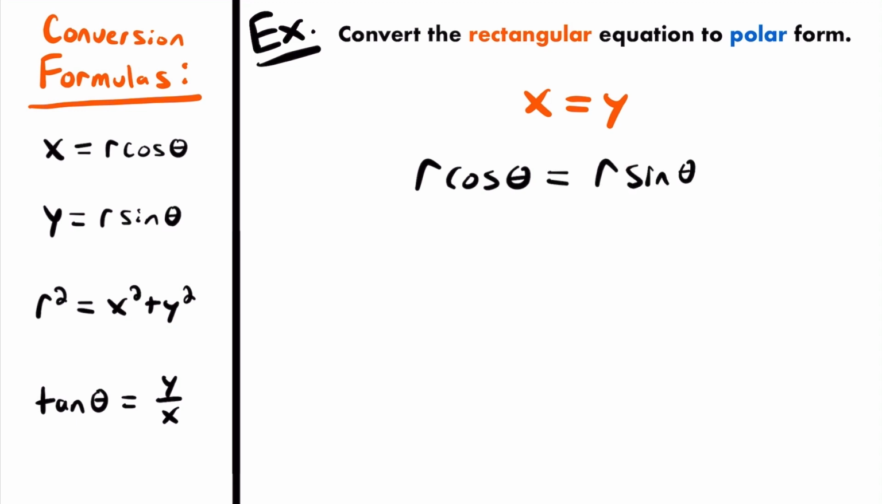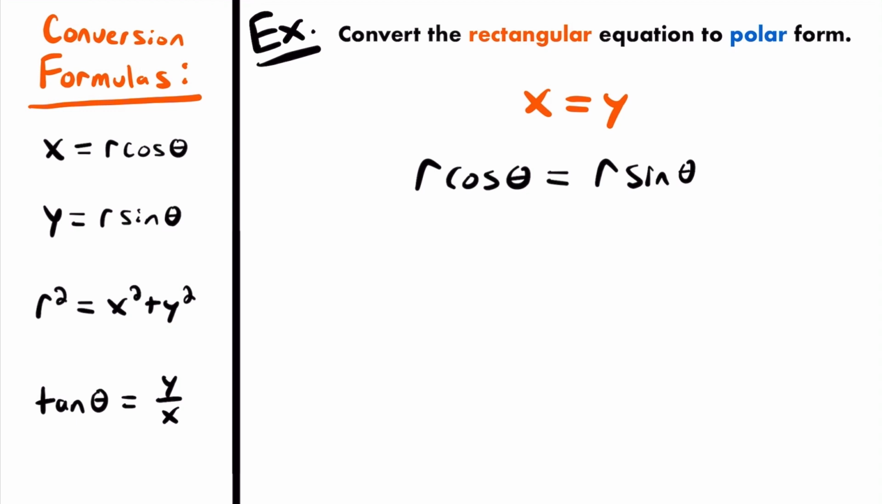All right, and then typically our next step is to try and solve for r, but in this case we have r on both sides of the equation, so it's going to be canceled out of this equation. So it looks like in this case our polar equation, or the polar form of this rectangular equation, is going to only involve theta.